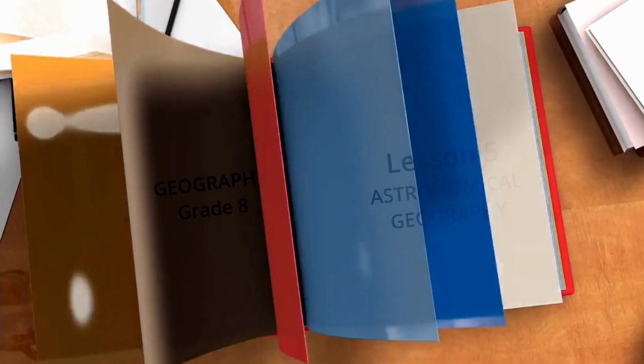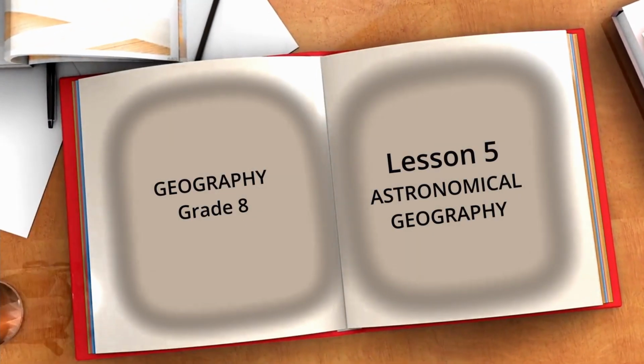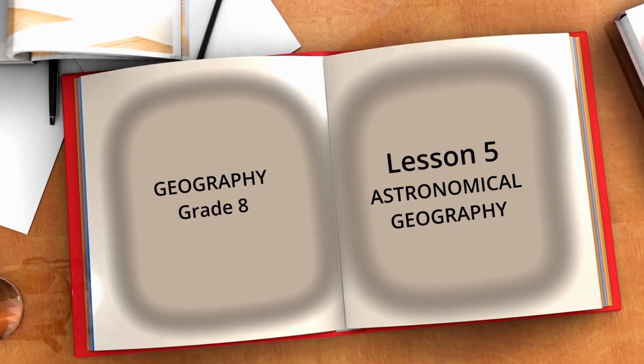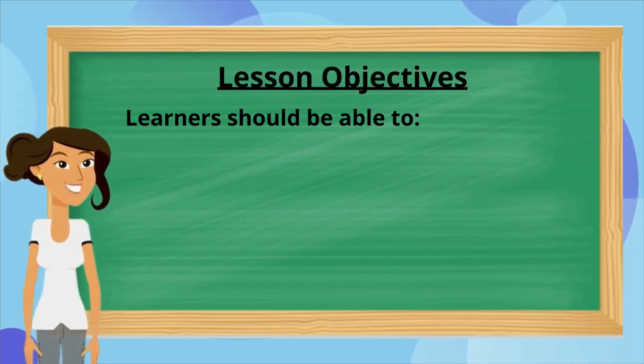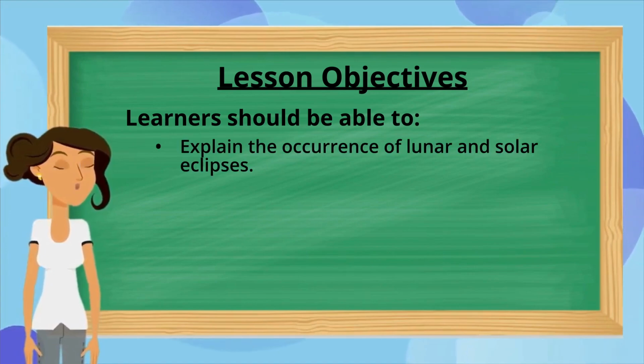Welcome to our 5th program for Geography Grade 8 learners. Today we will learn about astronomical geography, focusing on the lunar and solar eclipses. At the end of today's lesson, you should be able to explain the occurrence of lunar and solar eclipses. Let's begin with our lesson.